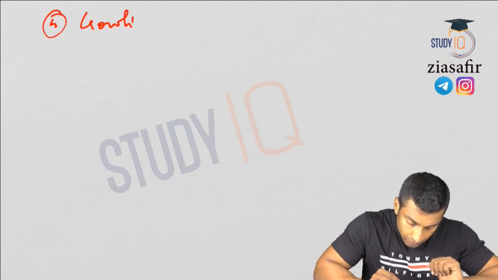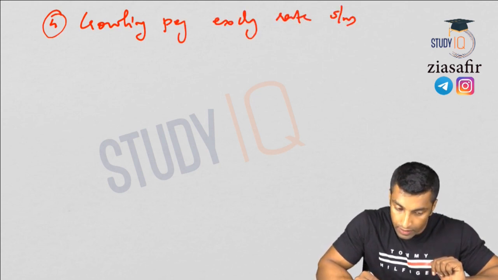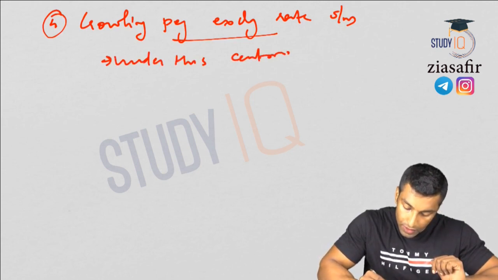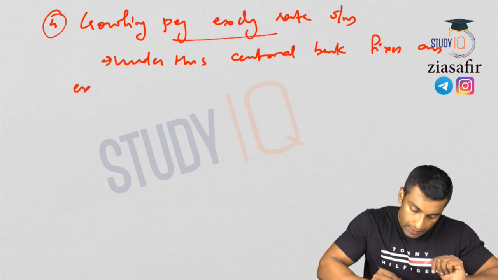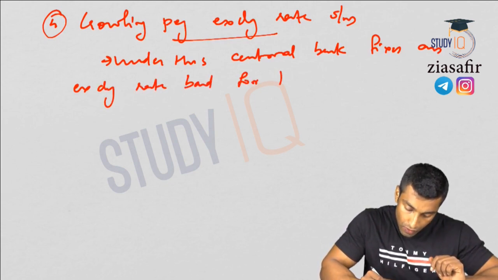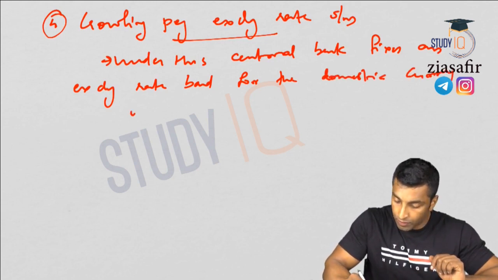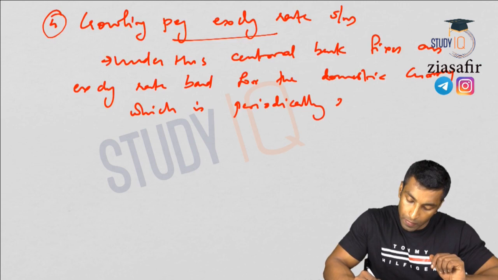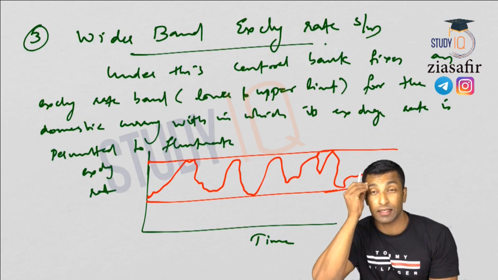So fourth one, crawling peg exchange rate system. Under this, the central bank fixes an exchange rate band for the domestic currency which is periodically revised. See, it is similar to the previous one that we have discussed, the wider band exchange rate system only.